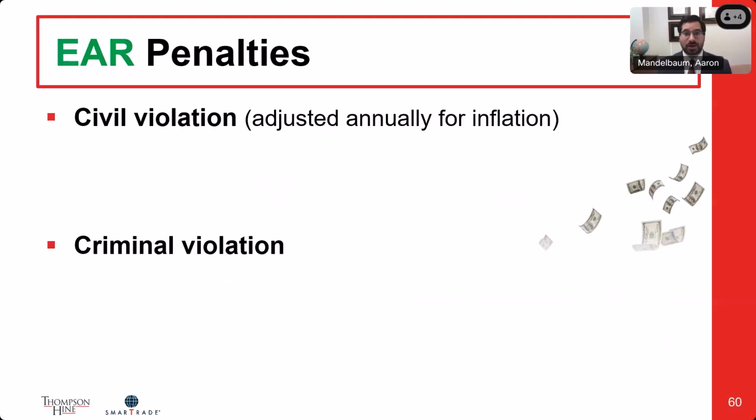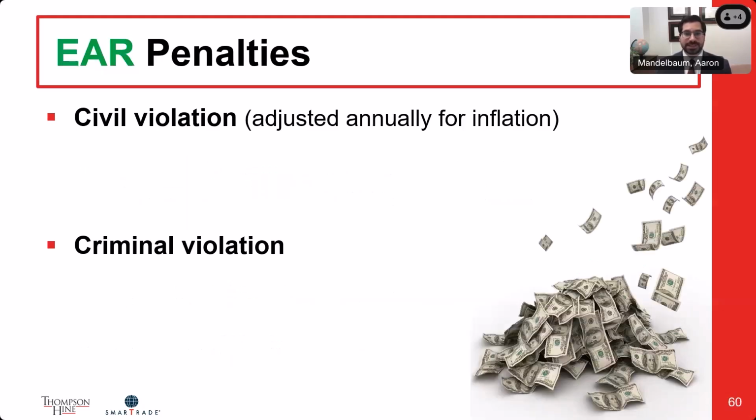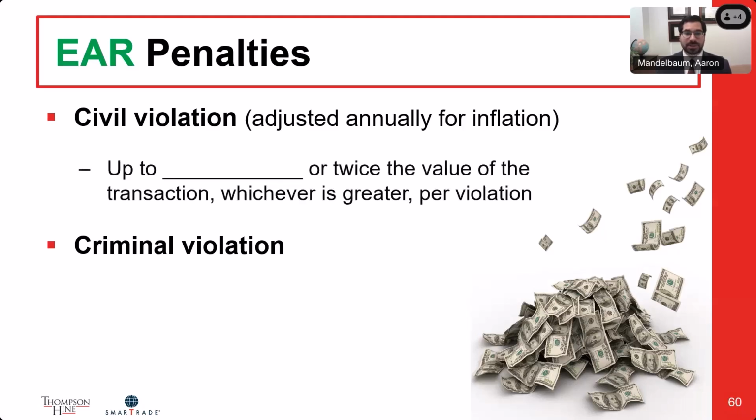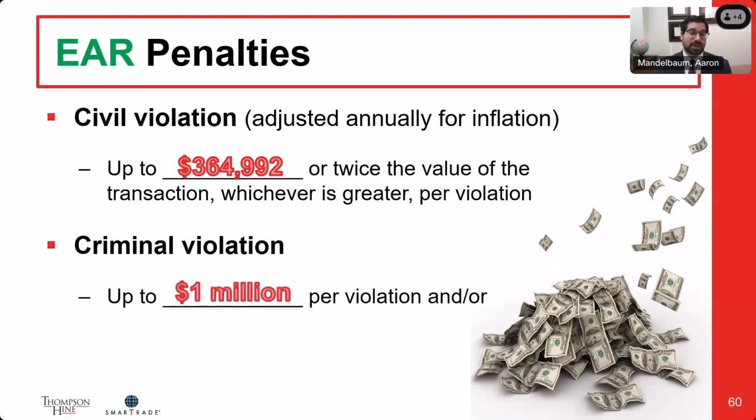Now, under the EAR, the financial penalties are structured pretty similarly. This time, the civil violation is going to be just shy of $365,000. That's a near $12,000 jump from last year, by the way. Again, that's going to be per violation, not per export. And the criminal violations are actually identical. It's going to be a $1 million criminal fine per violation, or 20 years in prison.